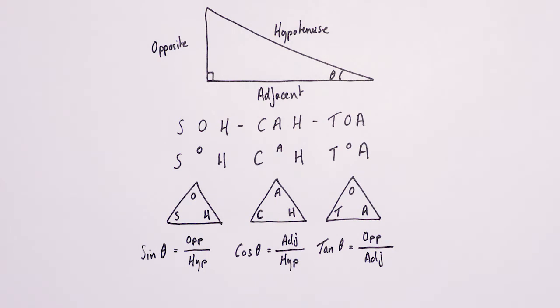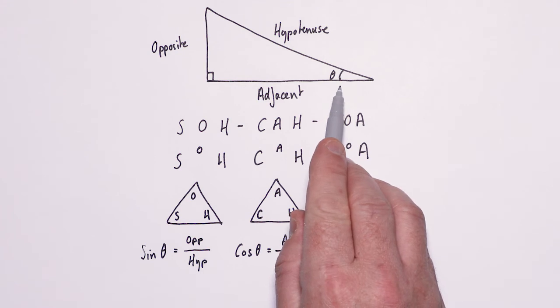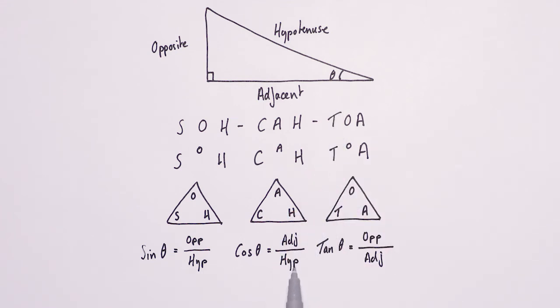So then you can write out sine theta, which is the angle, equals opposite over hypotenuse. Cos theta, the angle, equals adjacent over hypotenuse. And tan theta equals opposite over adjacent. And that's all the maths you need to solve right-angled triangles.